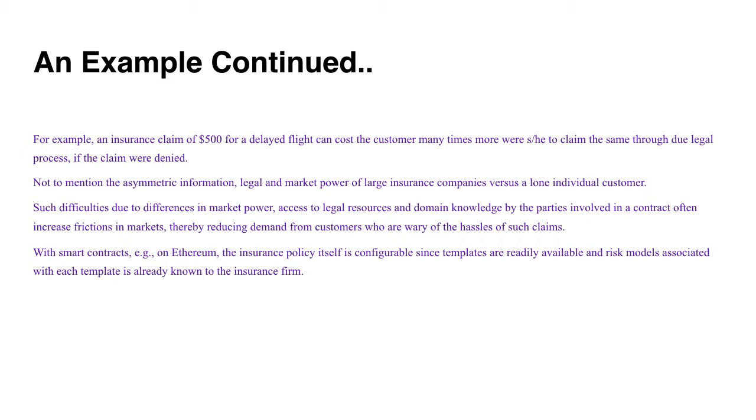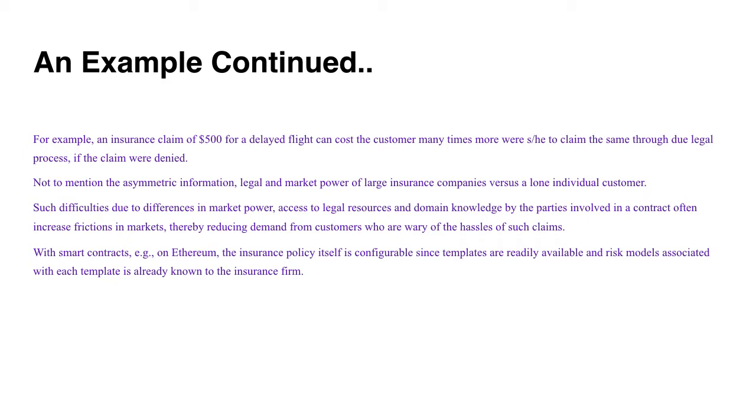That's why these markets where insurance exists are very hard to basically fight and gain an advantage of. Not to mention this asymmetric information, legal and market power of large insurance companies versus a lone individual customer. Let's say you go to the court and you sue the company saying, okay, this guy didn't pay me $500 for this flight. Now the insurance company, they have all this wherewithal, they have teams of lawyers, and so forth. They basically send their entire team to you, and then you better either set up a legal team that is equally forceful, or you let go the $500.